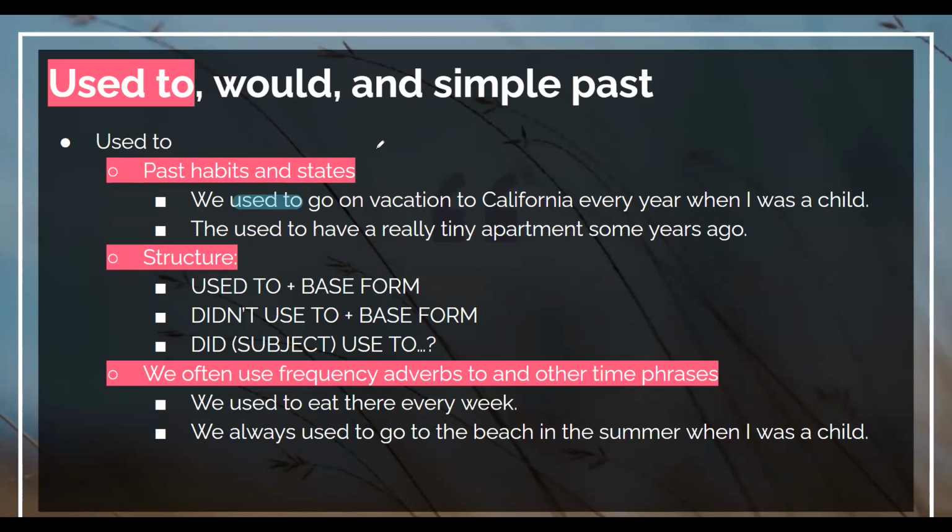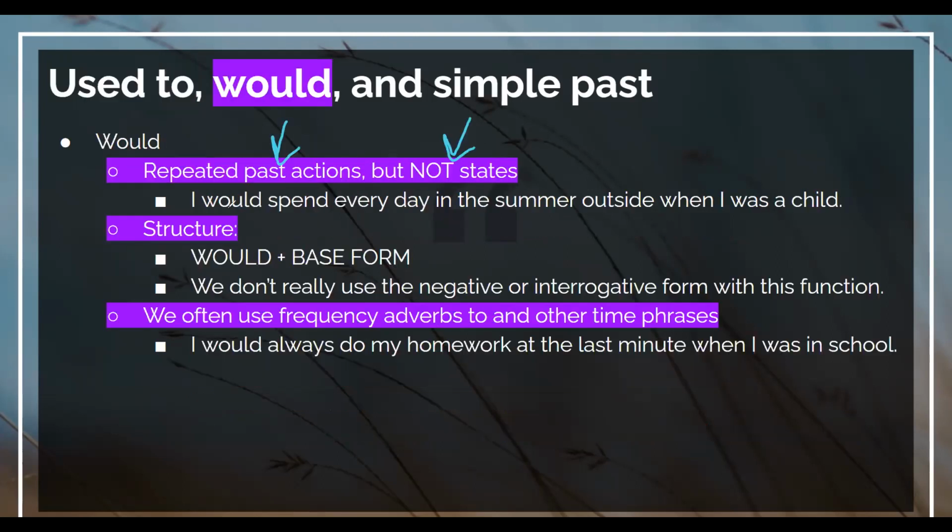But we cannot say they would have a really tiny apartment some years ago. That is not correct because would is not for states, only for past actions and past habits. Okay, so past actions, but not states. I would spend every day in the summer outside when I was a child. That is correct because spend, like spend time doing something, is an action verb.